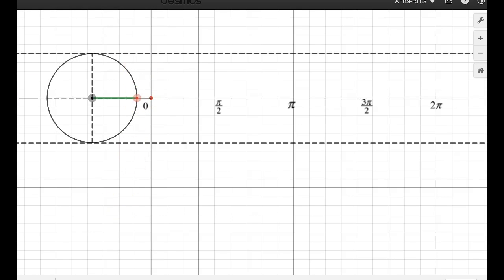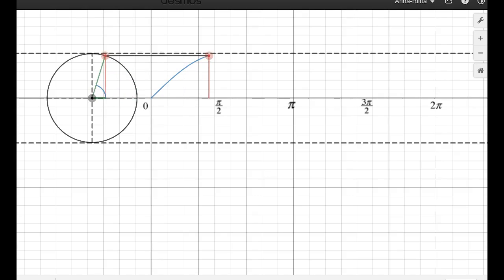So what I have here is a cool little applet from www.desmos.com that I'm going to use to demonstrate that as we increase our angle around our circle, we can trace the sine function. So here we have our angles increase, and remember the sine is going to be our y coordinate. So we started off at 0.